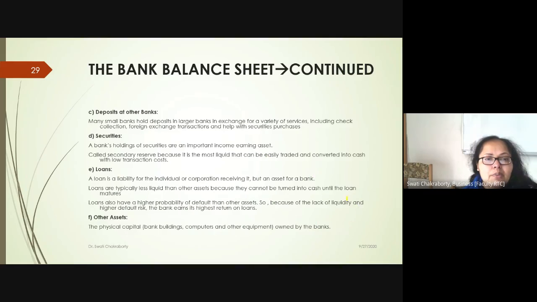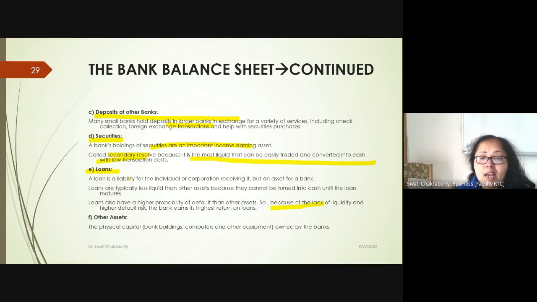Third comes deposits at other banks. Many small banks hold deposits in large banks in exchange for a variety of services, which can be check collection, foreign exchange transactions, and help with security purchases. Small banks do not have these facilities. Securities: banks' holdings of securities are an important income earning asset, which is also called the secondary reserve. Why? Because it's the most liquid, it can be easily traded and converted into cash with low transaction cost.